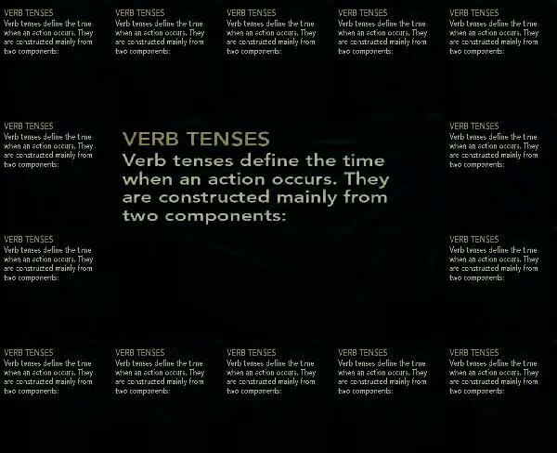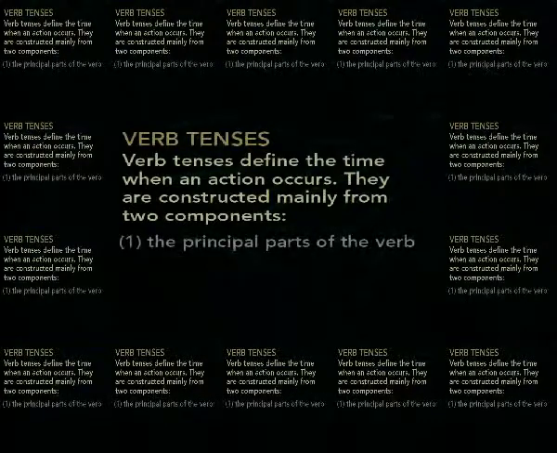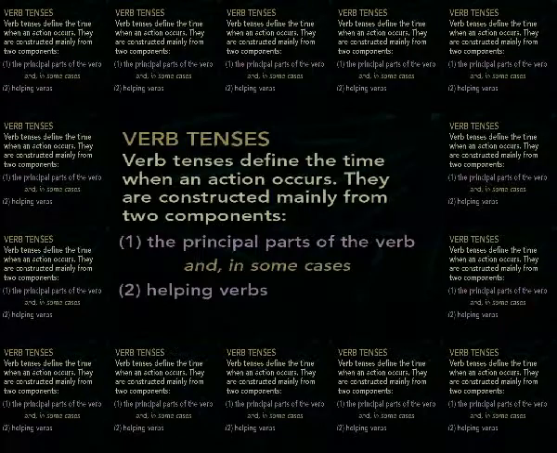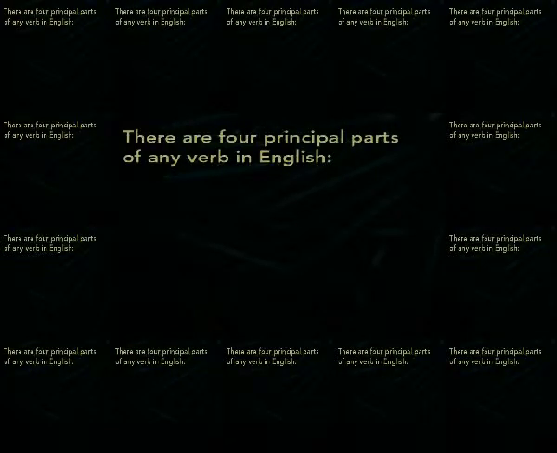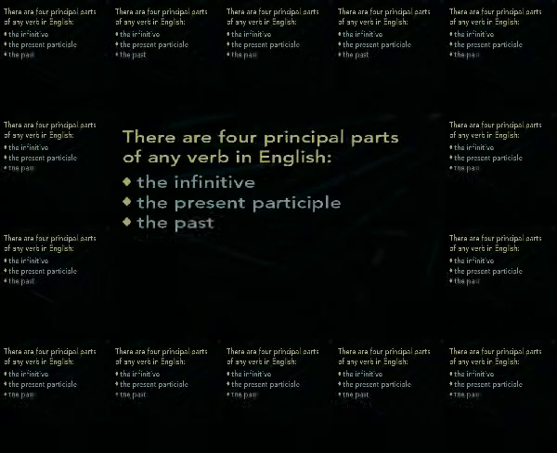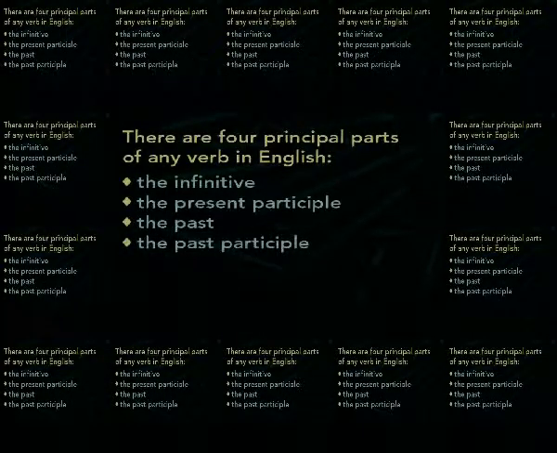Verb tenses define the time when an action occurs. They're constructed mainly from 2 components. First, the principal parts of the verb, and, in some cases, helping verbs. Now, there are 4 principal parts of any verb in English. These 4 principal parts are the infinitive, the present participle, the past, and the past participle.